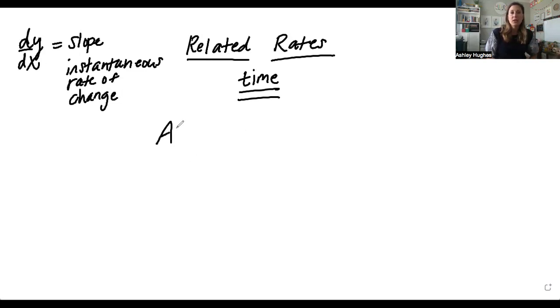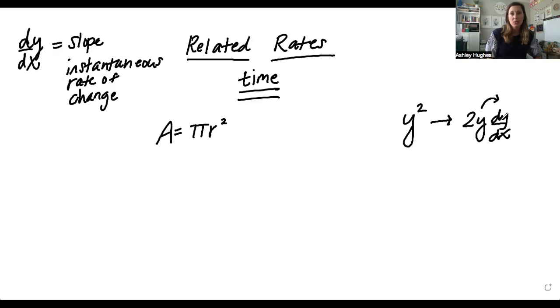So to give you an example of that, if I had area equals pi r squared, and I said I want you to take the derivative of this with respect to time, t is nowhere to be found here. So this is like implicit differentiation. We took the derivative of y squared and we said 2y times dy/dx. It's essentially the chain rule. It's the same thing here, except nothing has a t.